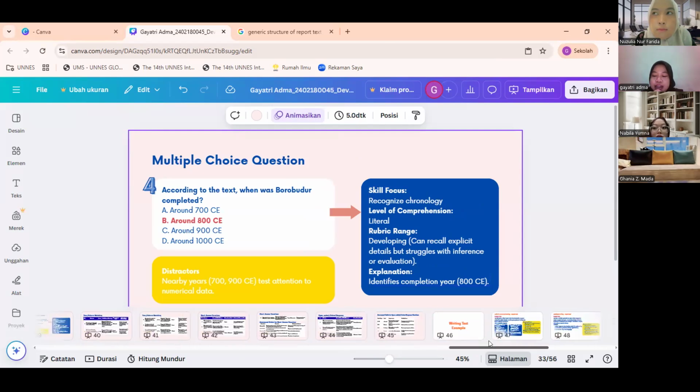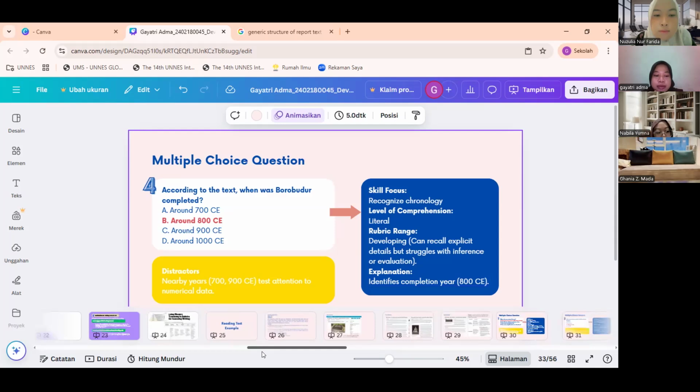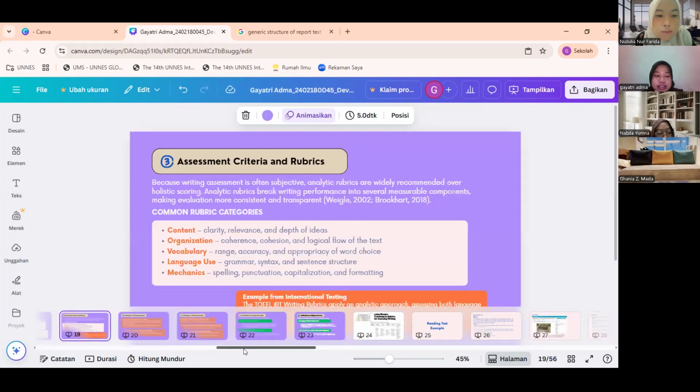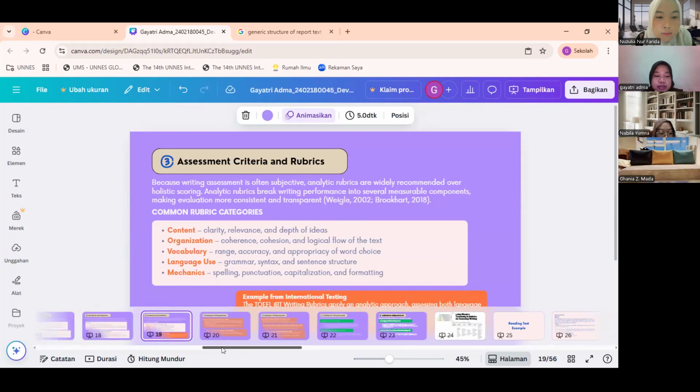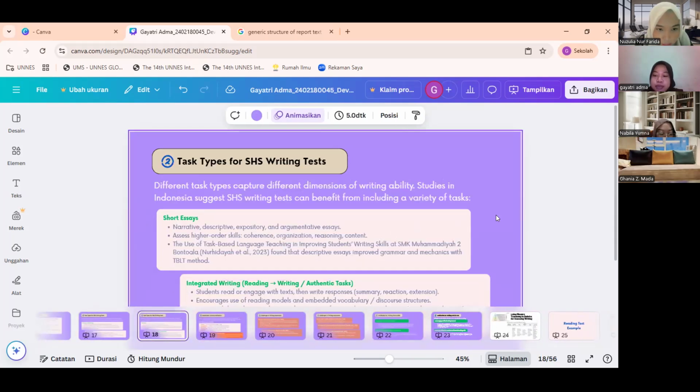We had four types before. In my PPT there are only four task types, up to integrated writing. Maybe for the highest task type there is creative writing, as its own type. We will find out more after this class.